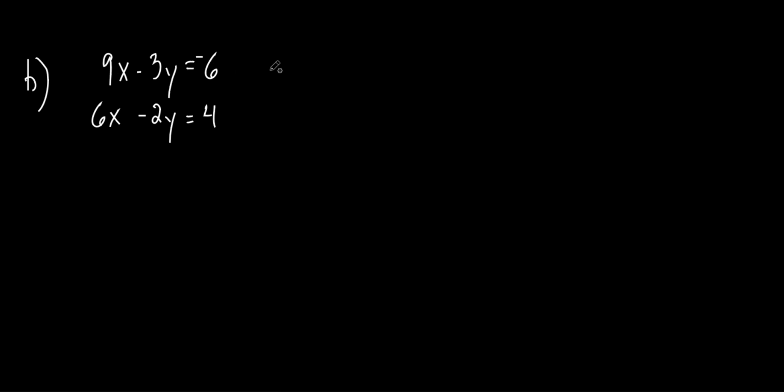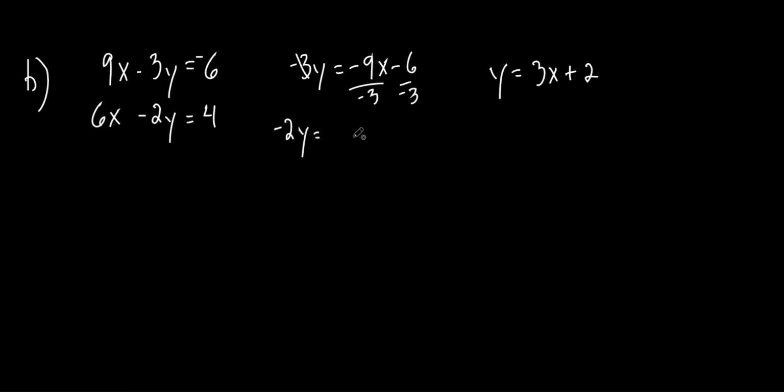So let's see. Subtract 9x from both sides. So negative 3y equals negative 9x minus 6, right? Divide both sides by negative 3. So that canceled. What do I get? y equals 3x plus 2. All right. Now I do the other one. Get y by itself. Subtract 6x again. So negative 2y equals negative 6x plus 4. Divide both sides by negative 2. That gives me y equals 3x minus 2.